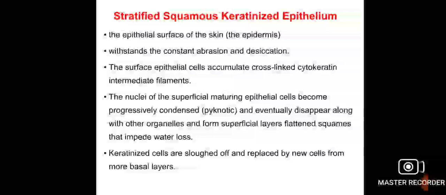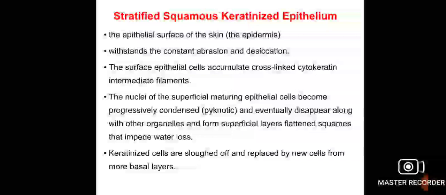In the case of the stratified squamous keratinized epithelium, it is present on the surface of the skin. For example, the epidermis. The whole of the epidermis is stratified squamous keratinized epithelium. It withstands constant abrasion and desiccation. The surface epithelial cells accumulate cross-linked cytokeratin intermediate filaments.